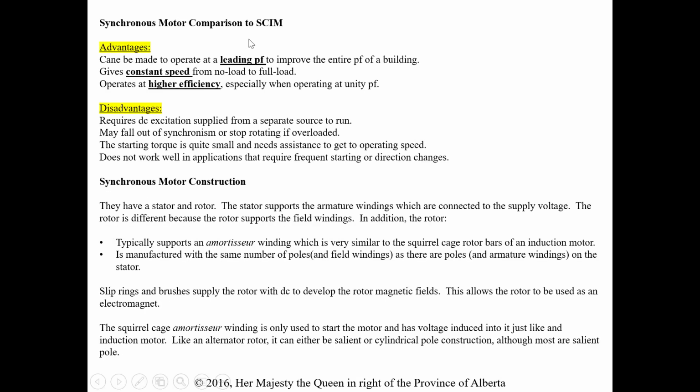Synchronous motor compared to a squirrel cage induction motor. The advantages: they can be made to operate at a leading power factor. Obviously a squirrel cage induction motor is always lagging. They give constant speed from no load to full load, and operate at higher efficiency, again, when they're running, especially at unity. Disadvantage: they require DC excitation supplied from a separate source to run, again, if you're not using permanent magnets.